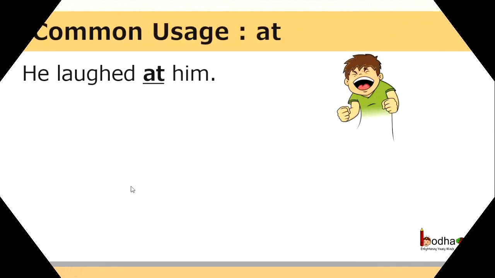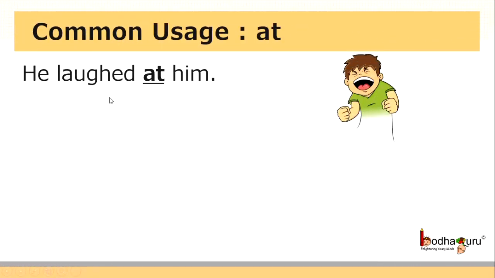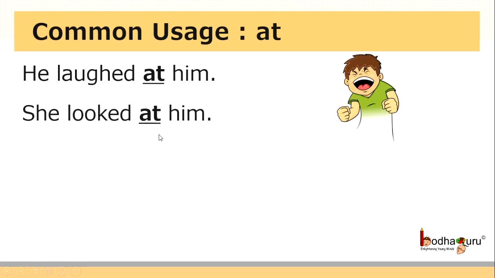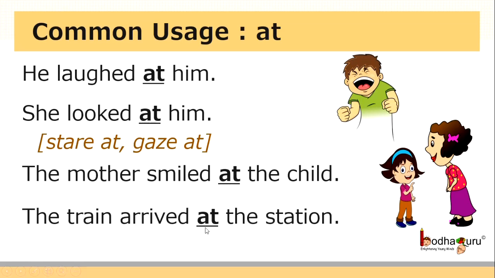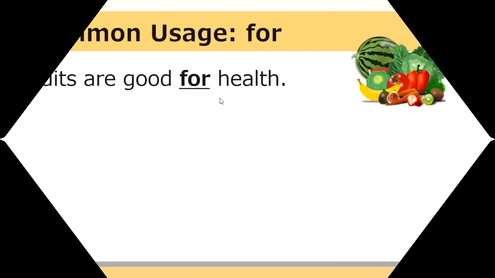Another example, he laughed at him. She looked at him. Also, when we want to use stare or gaze, we have to use the preposition at. Stared at, gazed at, etc. The mother smiled at the child. Again, the preposition at. The train arrived at the station. The preposition at.